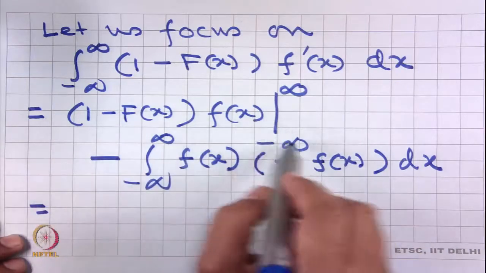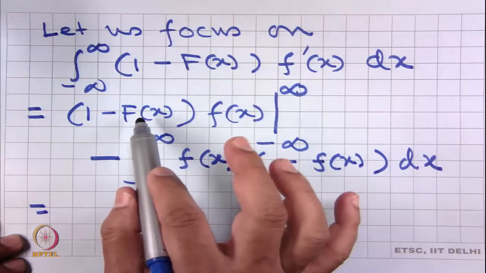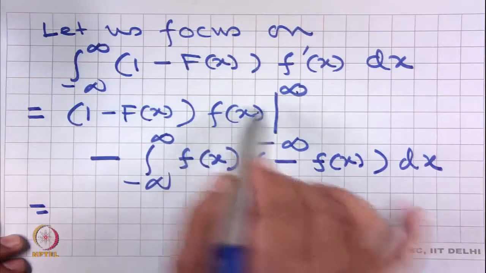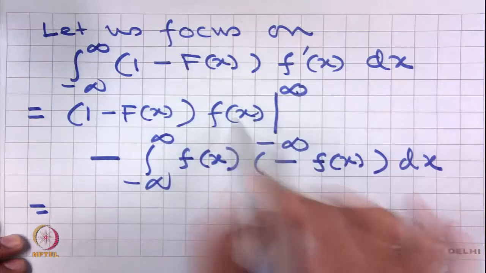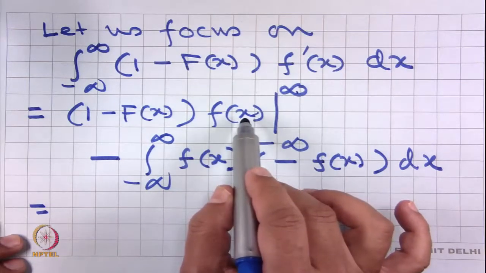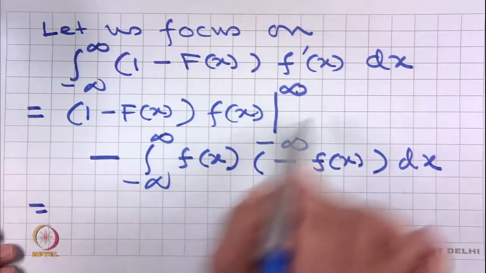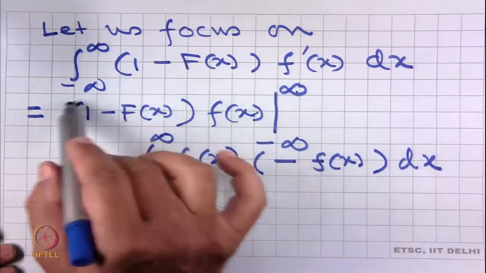Now the first part: at x is equal to infinity, capital F x is equal to 1, therefore it is 0, and at x is equal to minus infinity, small f x is equal to 0, as the normal distribution tapers on both sides. Therefore, the first part is 0.